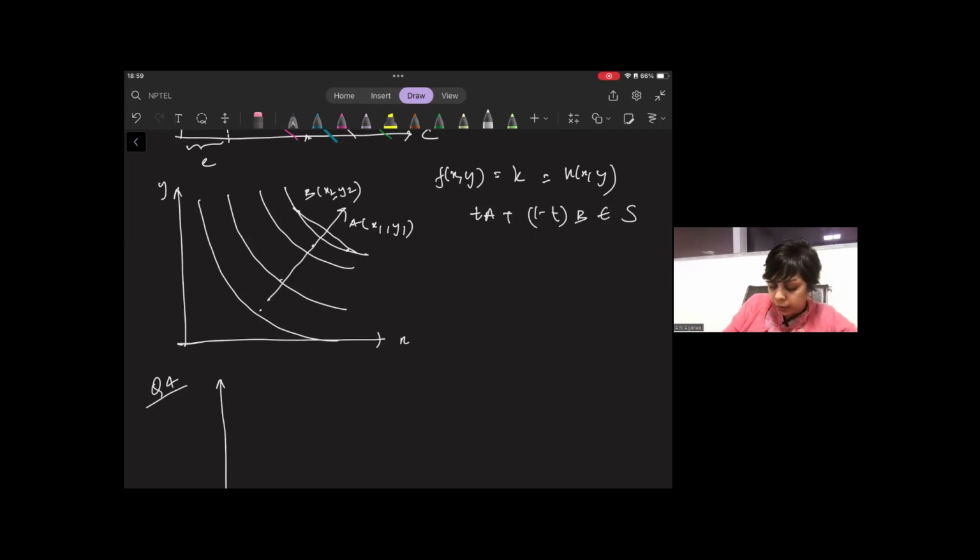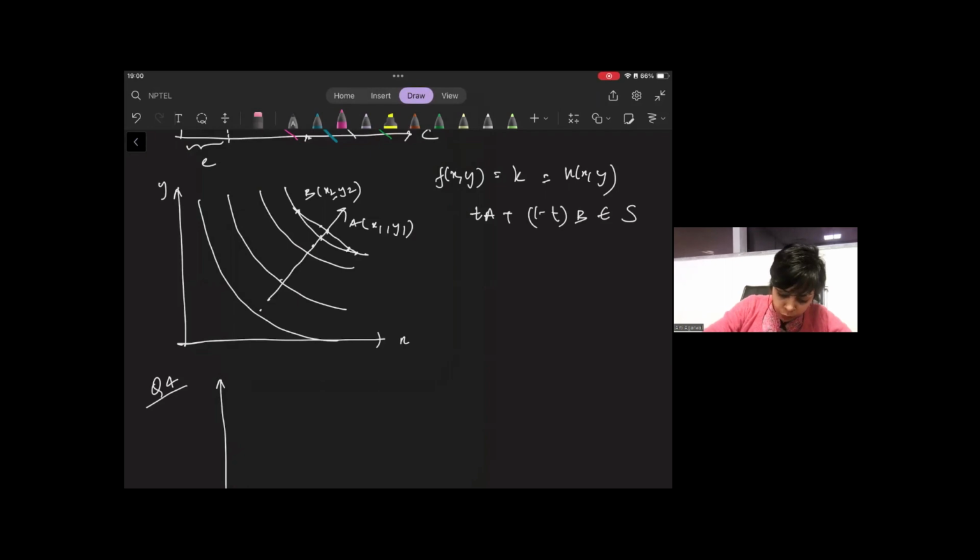So this line is in the direction of this point. This line which is joining the two consumption bundles, consumption bundle A and consumption bundle B, is preferred more than just A or just B, right? Any point on this line is ranked higher than A or B.